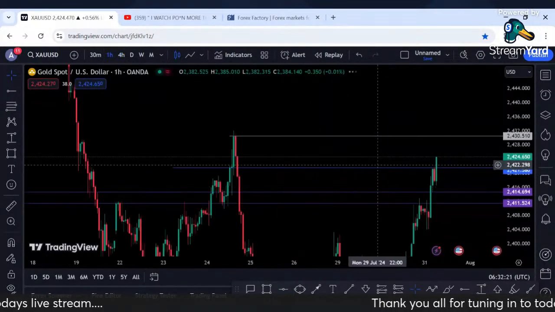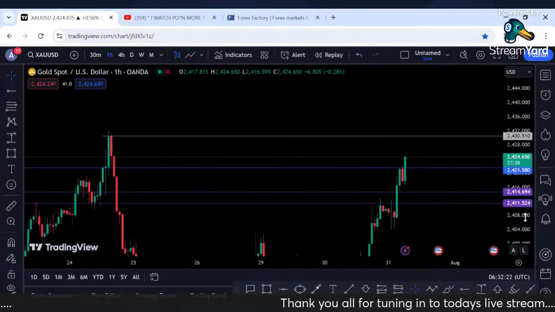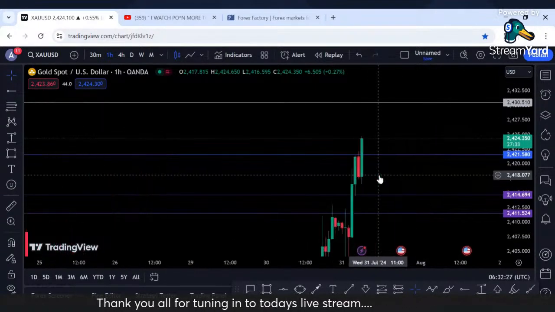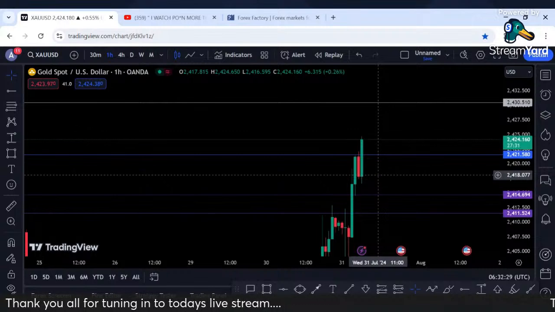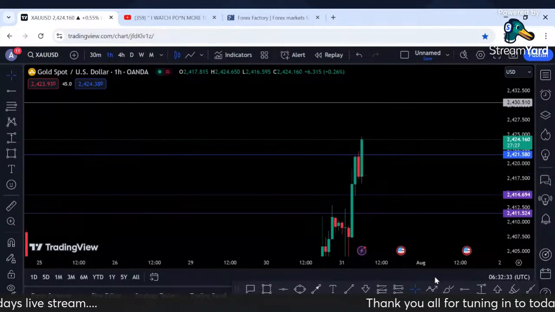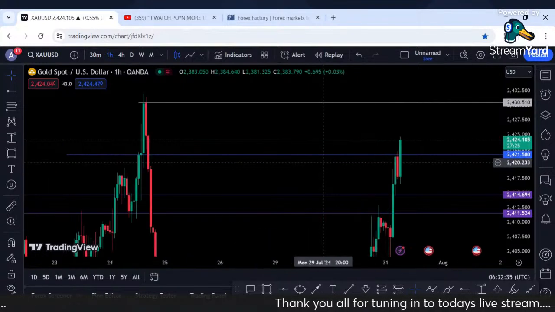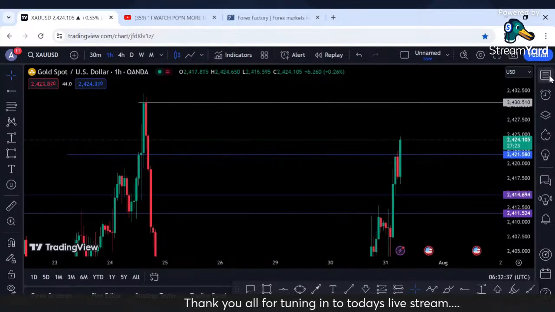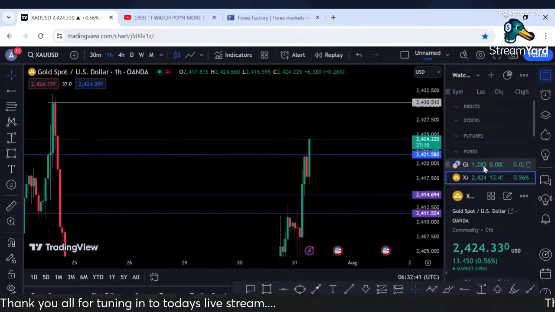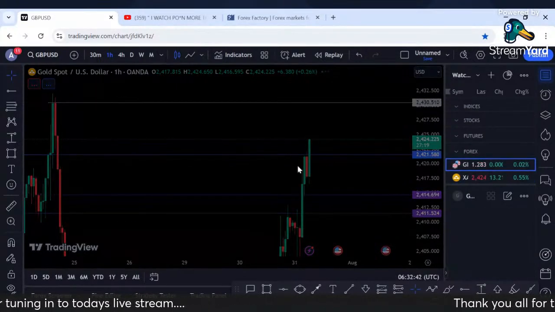But the way it is moving, I'm not sure it will give us the opportunity. So let's wait and see. When the 7 o'clock candle opens, then we make a decision. So that's all I'll be saying for the two pairs that we focus on.